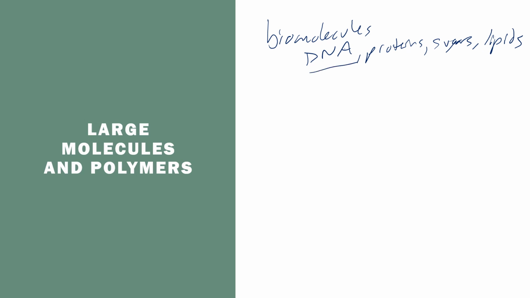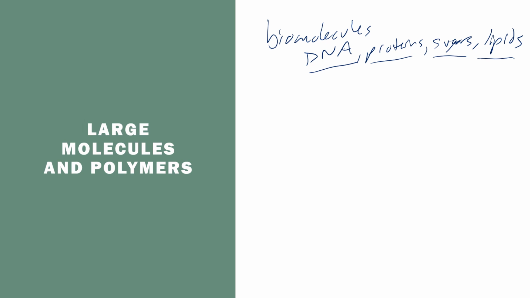But there's biomolecules, which include DNA, proteins, sugars, and lipids. Those are all different types of polymers because they consist of individual monomers. DNA is made up of nucleotides. Protein is made up of amino acids. Sugars are made up of monosaccharides, so things like glucose, and lipids are made up of fatty acids. And they hook together to form these big polymers.